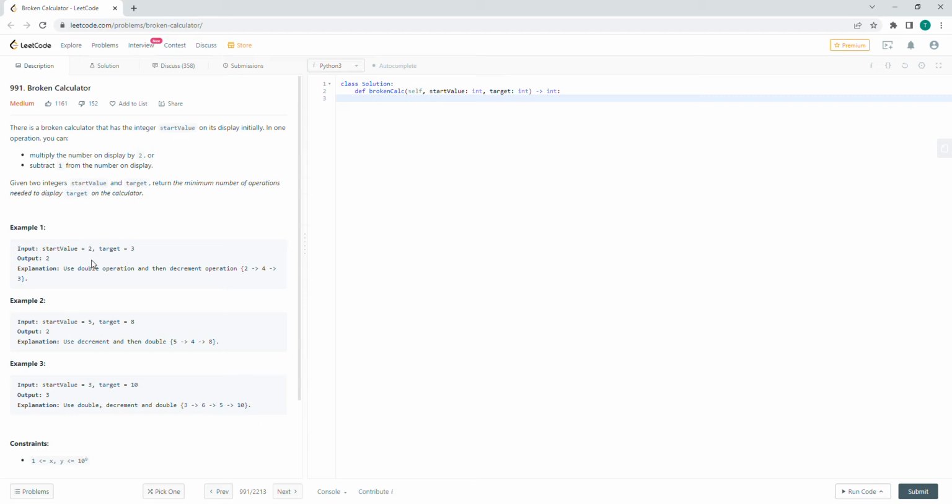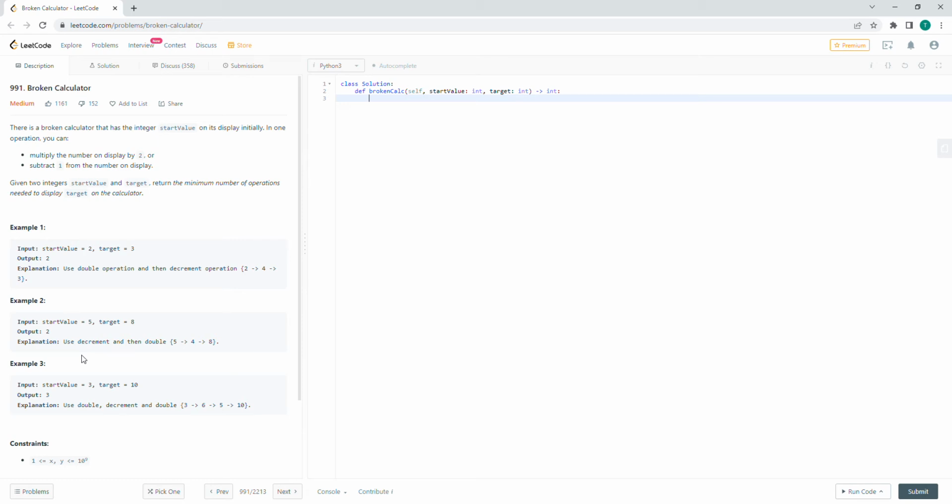So in example number 1, we have a start value of 2 and a target value of 3. What we want to do is basically multiply by 2 and then subtract 1. So we need to do both one time in that order. So the output is 2, being 2 operations we need to perform. Use the double operation, then decrement by 1. So we get 2 times 2 equals 4, 4 minus 1 equals 3.